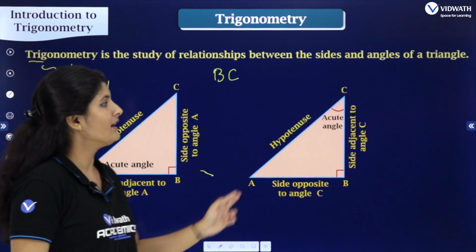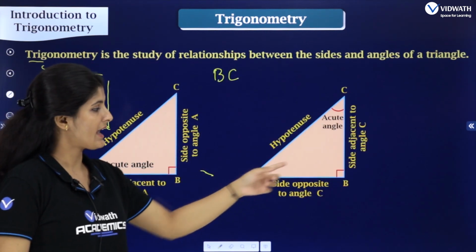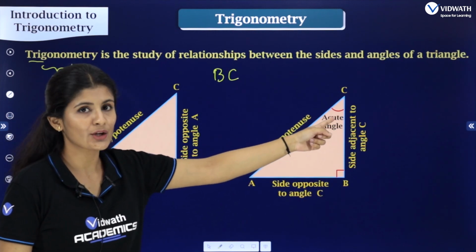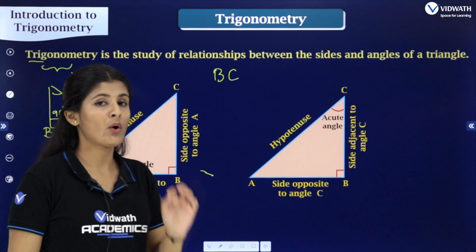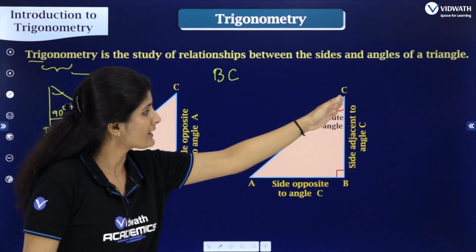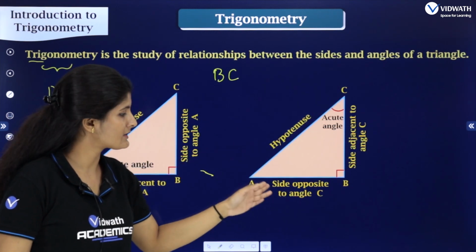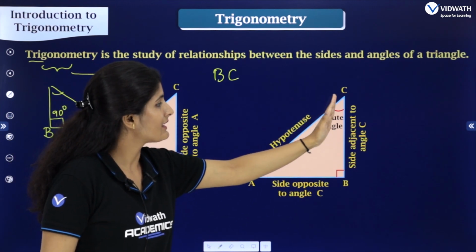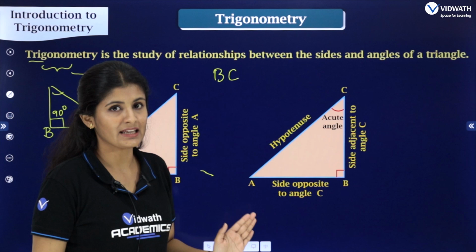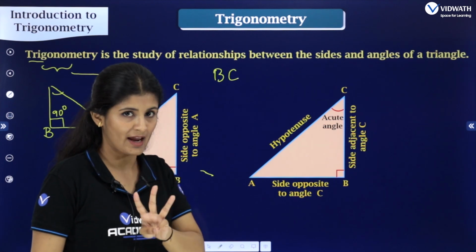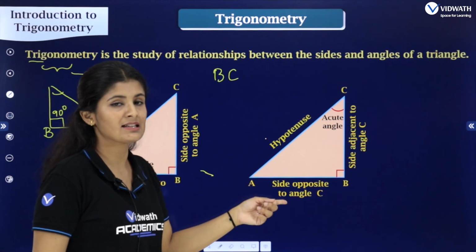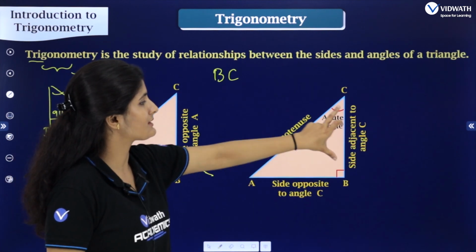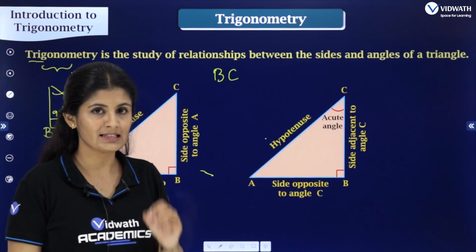Similarly, if I consider a right angle triangle ABC having the right angle at B, then angle C is also an acute angle. Now, corresponding to angle C, the side opposite to angle C will be side AB, and the side that is adjacent to angle C, that is, out of the three sides in the triangle, we already have the hypotenuse and the side opposite to angle C. The remaining third side will be the side adjacent to angle C.